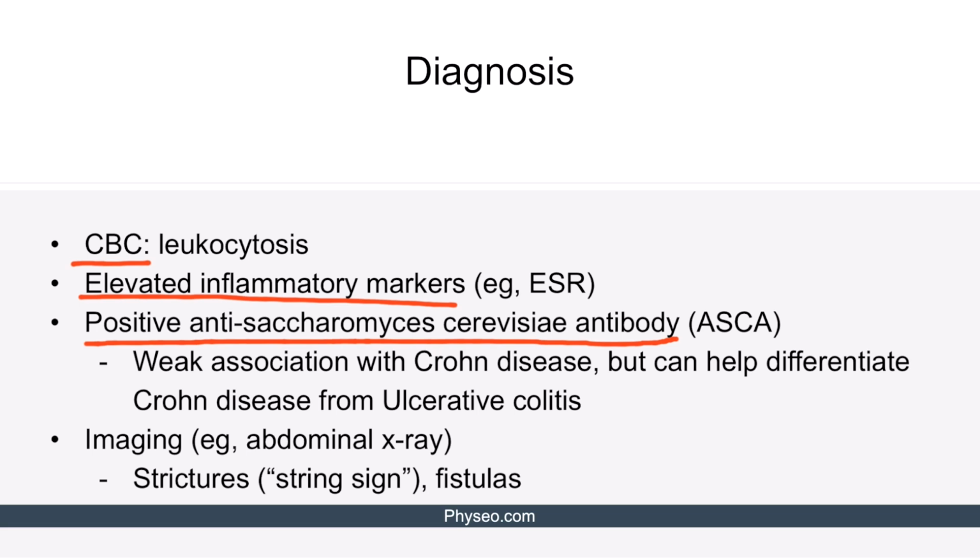This association is weak, and the presence of the antibody cannot be used to give a definitive diagnosis, since it is neither sensitive nor specific. However, ASCA can help differentiate Crohn's from ulcerative colitis.